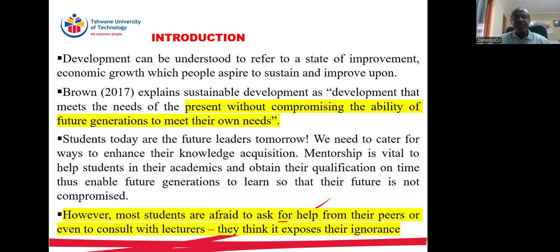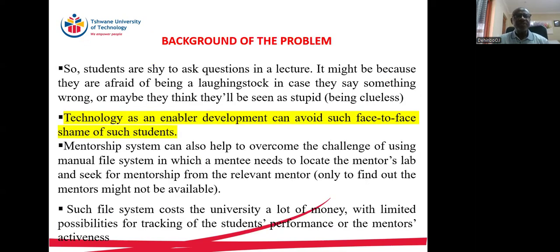Some of them will think that if they ask questions, other students will think they are dumb or not smart. So they would rather keep quiet and not ask questions. That is where we think the use of technology can assist in this kind of situation, for students that are shy to ask questions. We will be able to make use of any opportunity or any system that will enable them to avoid such face-to-face shame.